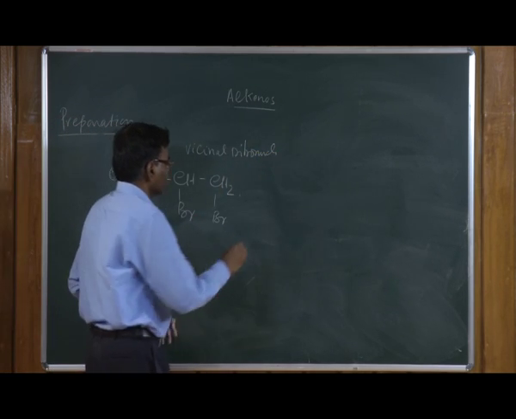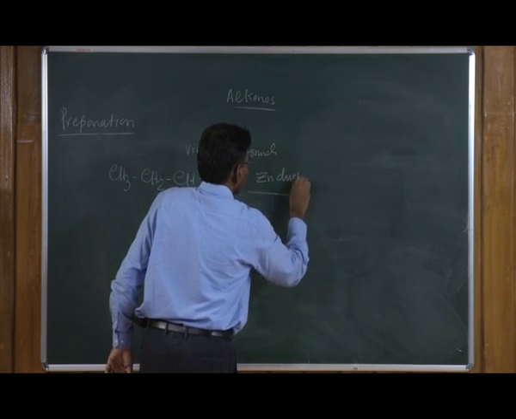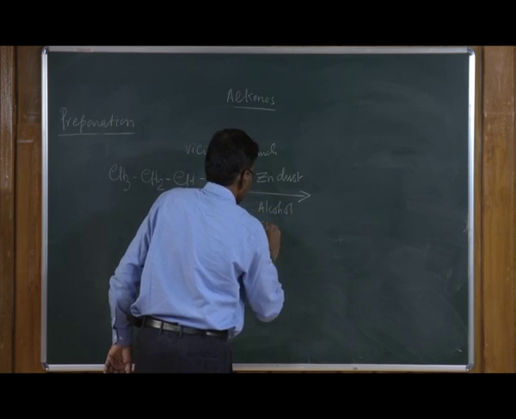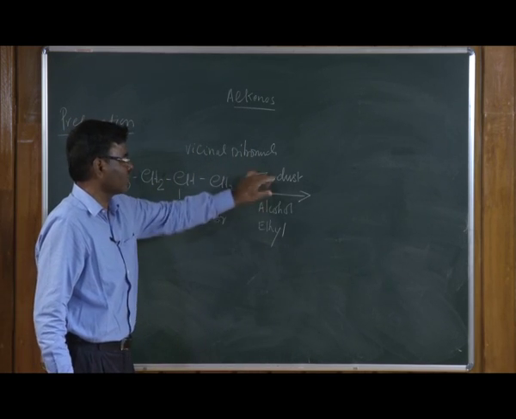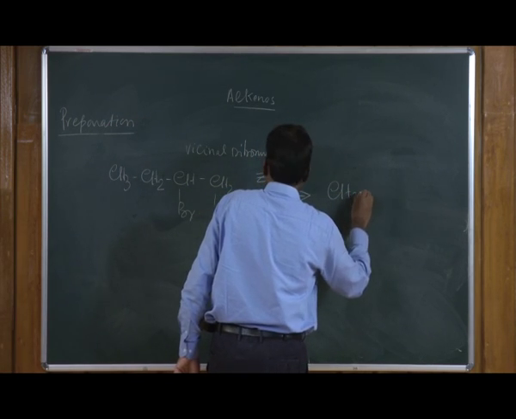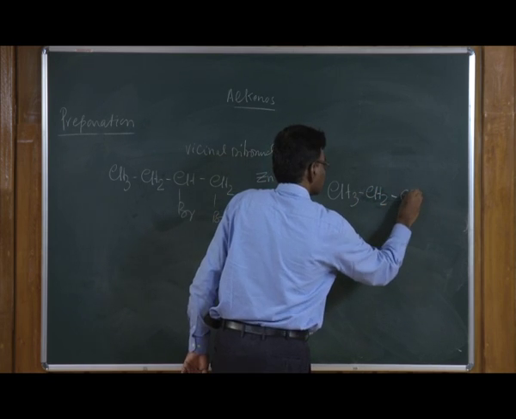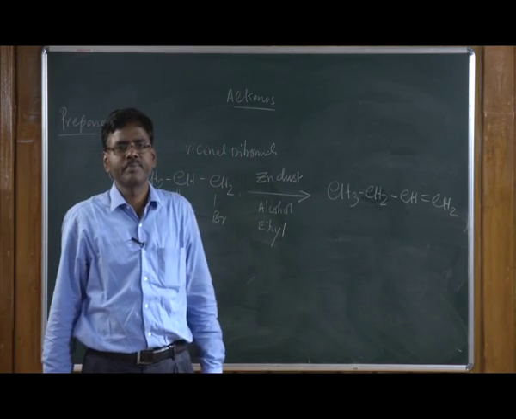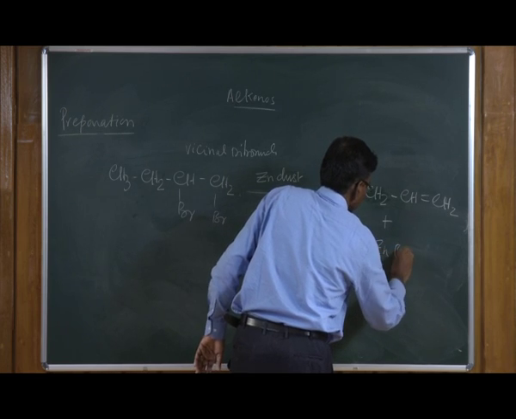When you treat this compound with zinc dust in alcohol, generally ethyl alcohol is used as solvent, you can convert it into the corresponding alkene. You will get 1-butene plus zinc bromide. This is a byproduct in this case.